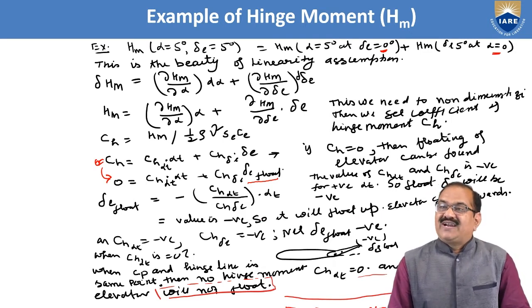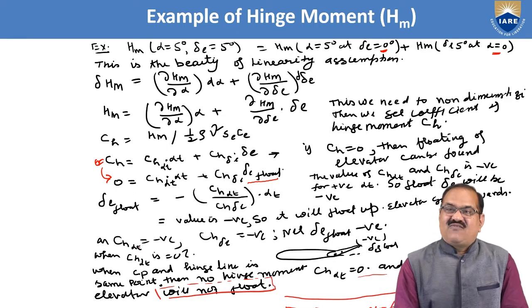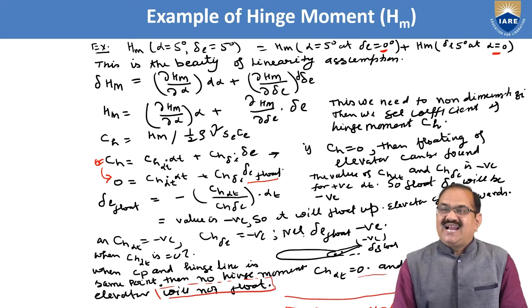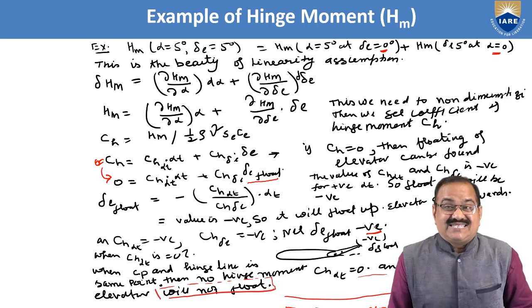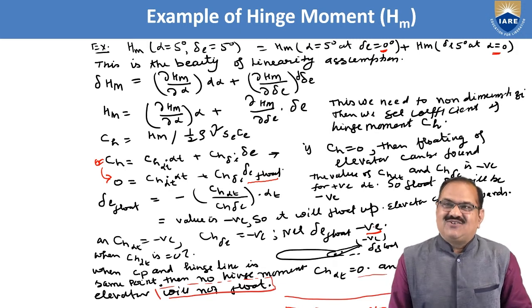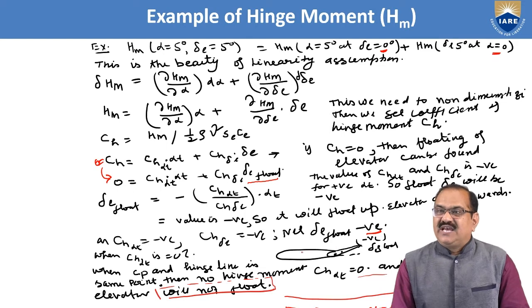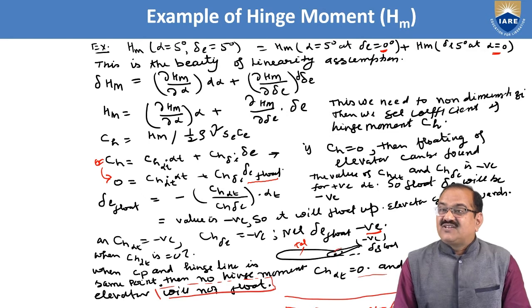The elevator goes upwards. Here we can see that CH alpha T is negative and CH delta E is also negative. So the net delta E float deflection will be negative. In this case, if CH alpha T is negative and CH delta E is negative, then delta E float will be negative. It means it will float upwards. This is the tail and this is the elevator. In this condition, it is floating upward. This you can see here.